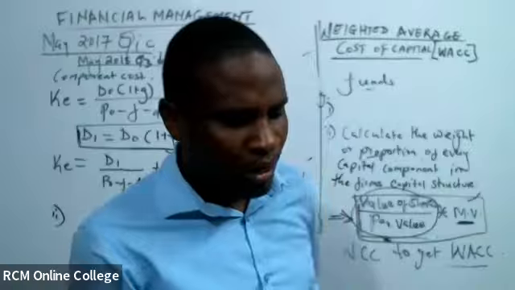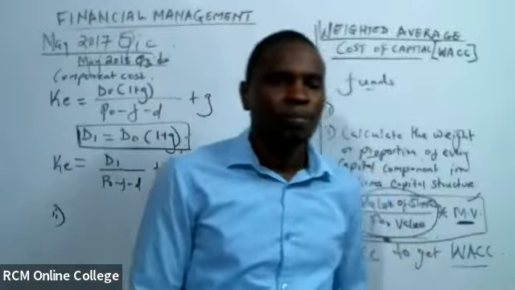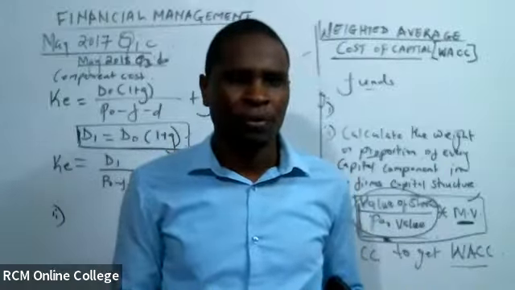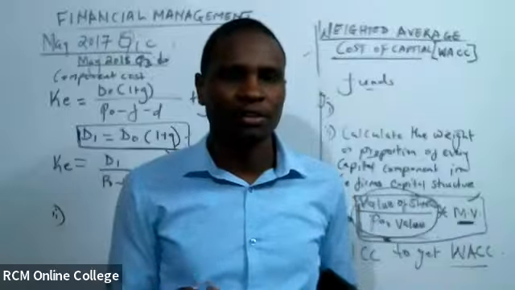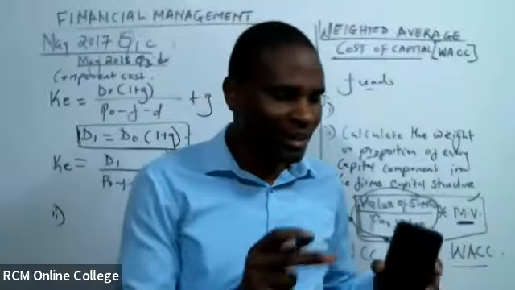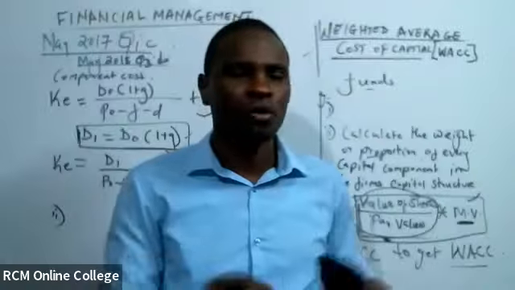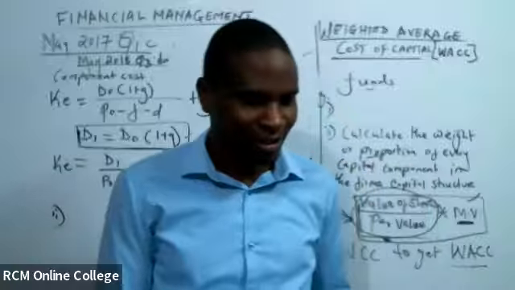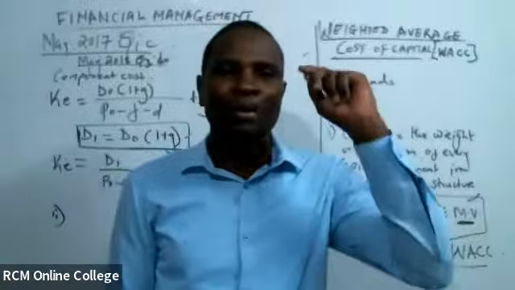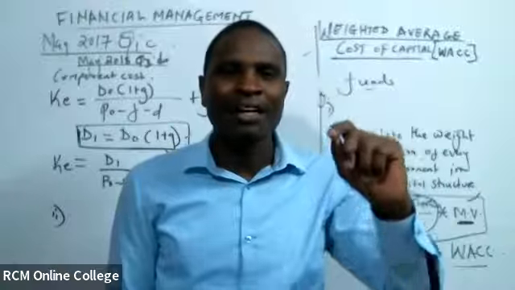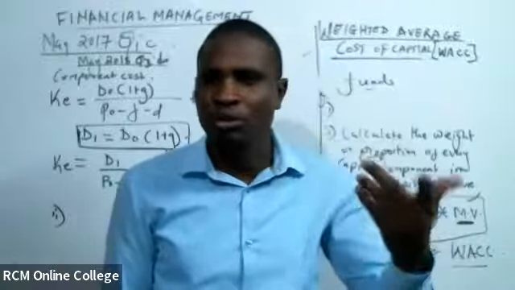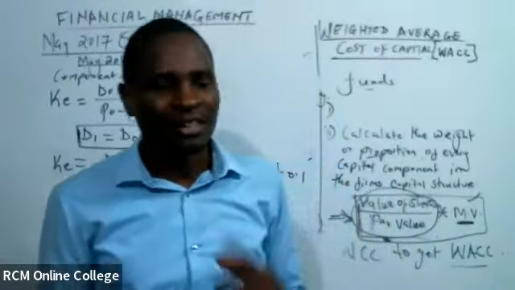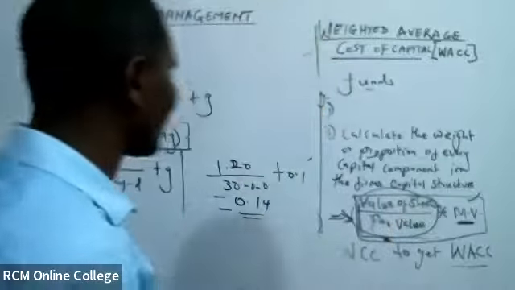Sasa, nataka uangalie vizuri, class. Whatever examiner gave us in regard to the preference share. What didn't he give us? Nini hakutupatia? What were we not given? And we need it. The par value. Ametupatia number of ordinary share na ametupatia value of share. Not ordinary share but preference share na ametupatia the value. Sasa alitaka tujitafutie par. Very important.